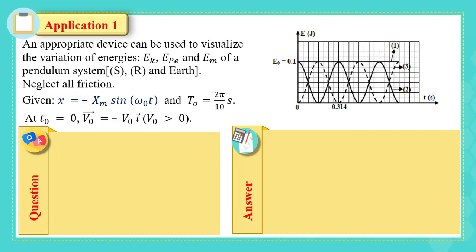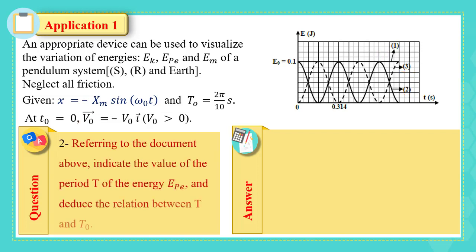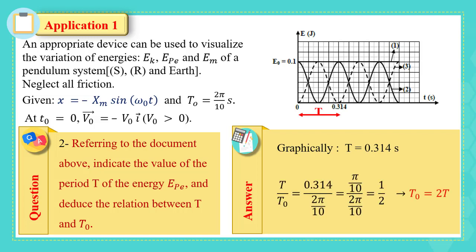Referring to the document above, indicate the value of the period T of the elastic potential energy and deduce the relation between T and T0. Graphically, it's obvious that the period is 0.314 seconds. Then, if we divide T by T0, which is 2 pi over 10, the answer is half. So, T0 equals 2 times the period of energy.